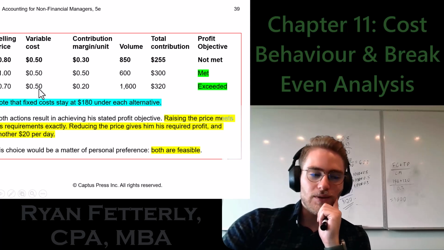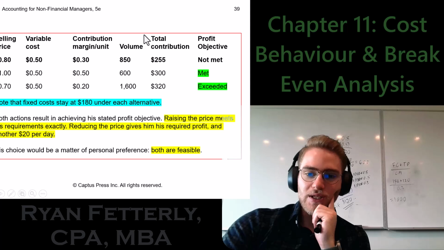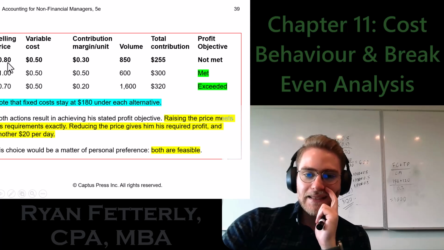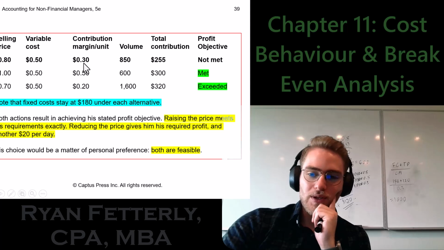Notice how our variable costs do not change here. Our cost structure doesn't change. So all that changes is our contribution margin per unit. So in this case, at 80 cents, variable cost 50 cents, we have a contribution margin of 30 cents. This is what we've been doing all along. Therefore, we have a volume of 850 units.